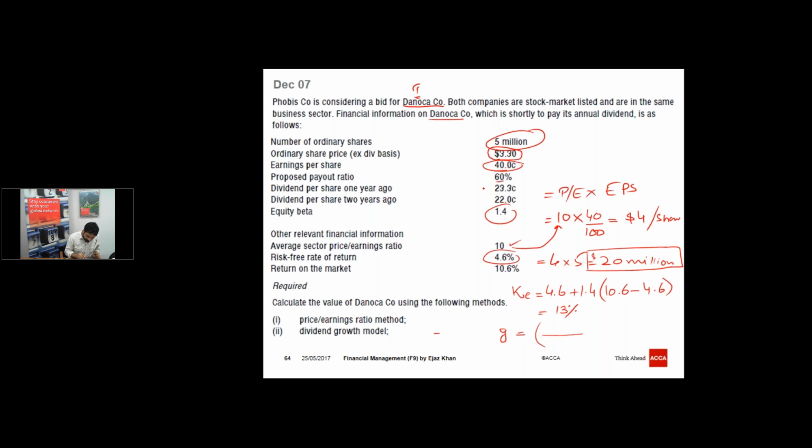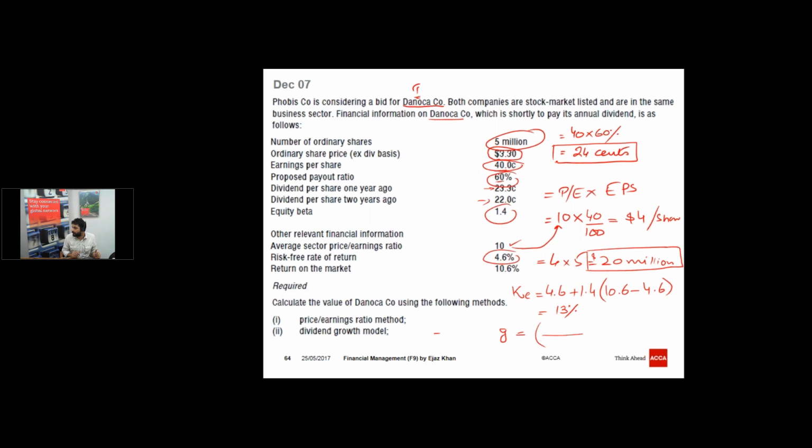Well, this is not the latest dividend. It's a dividend of 1 year ago. This is of 2 years ago. So we need to find out the latest dividend. Its proposed payout ratio is 60%. The earning per share is 40 cents, and of which 60% will be paid as dividend. So 60% of 40 cents will be 24 cents. So the latest dividend, the current dividend will be 24 cents.